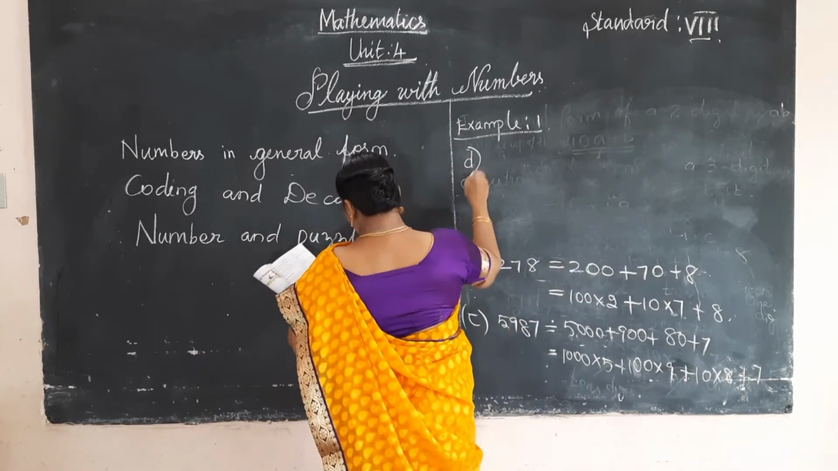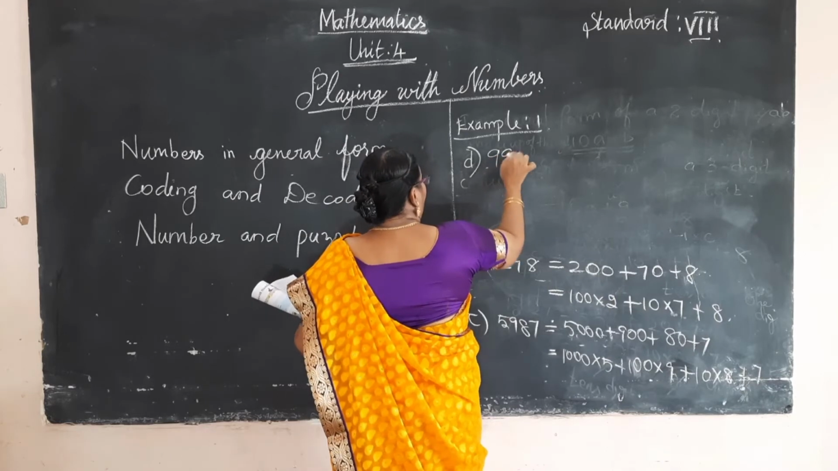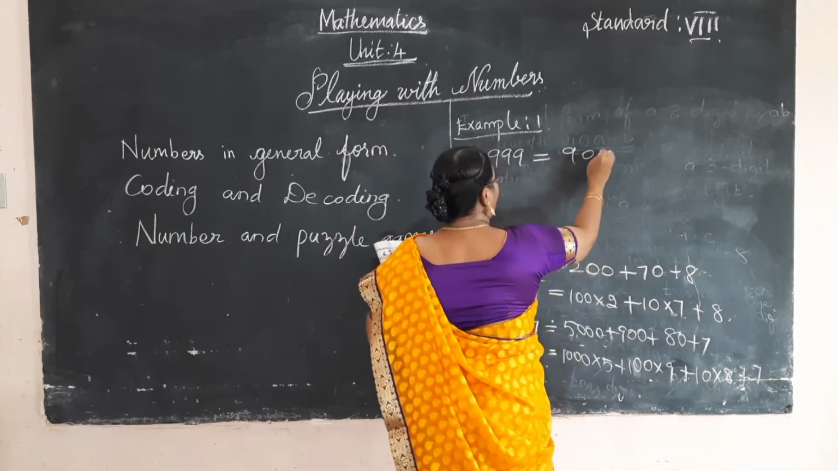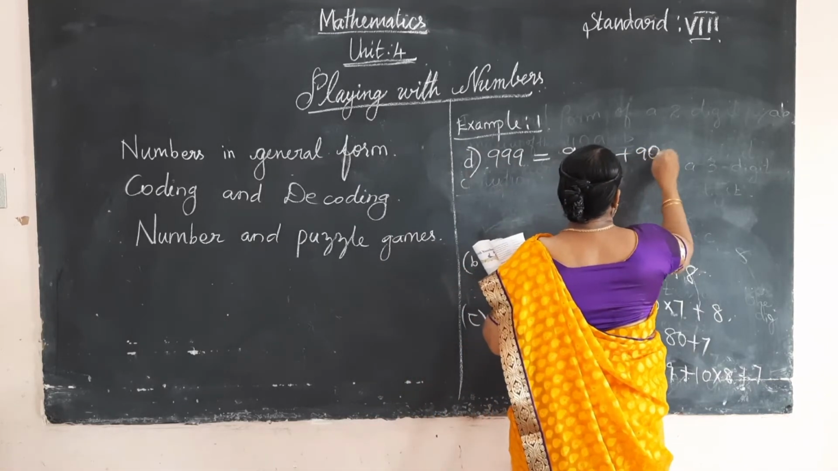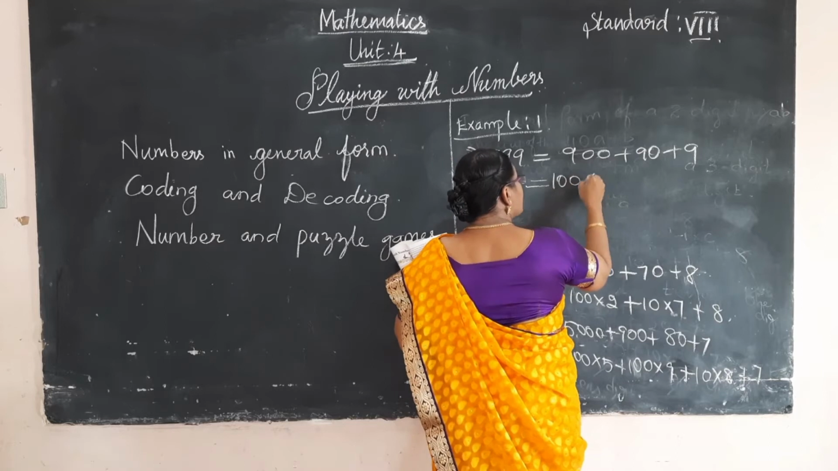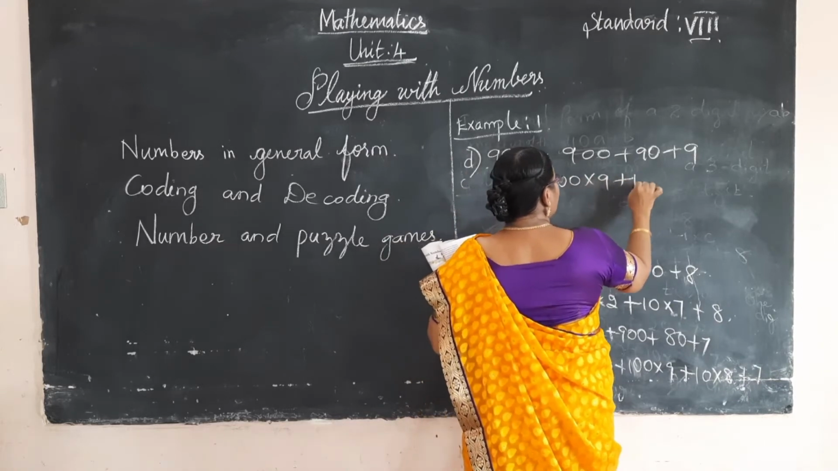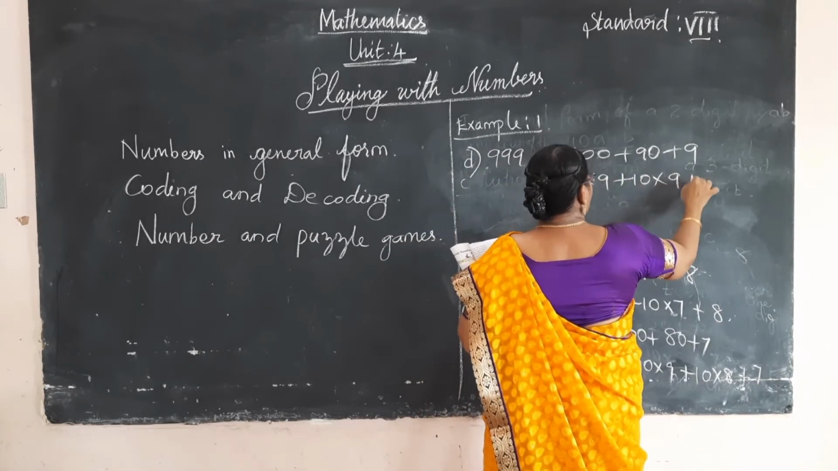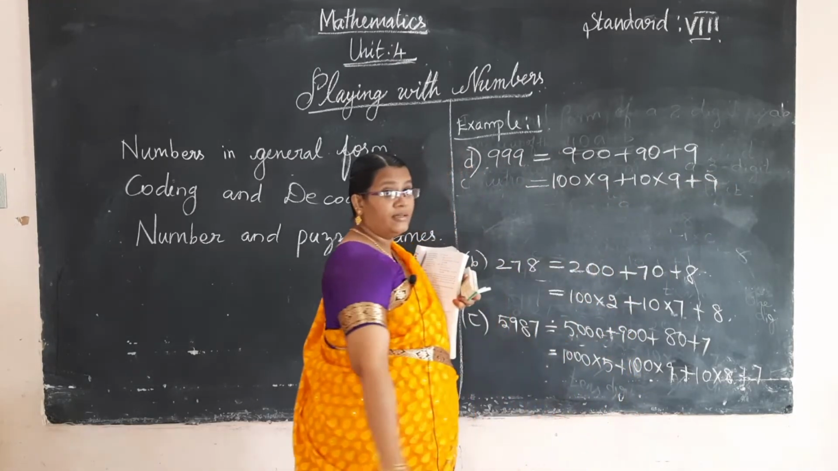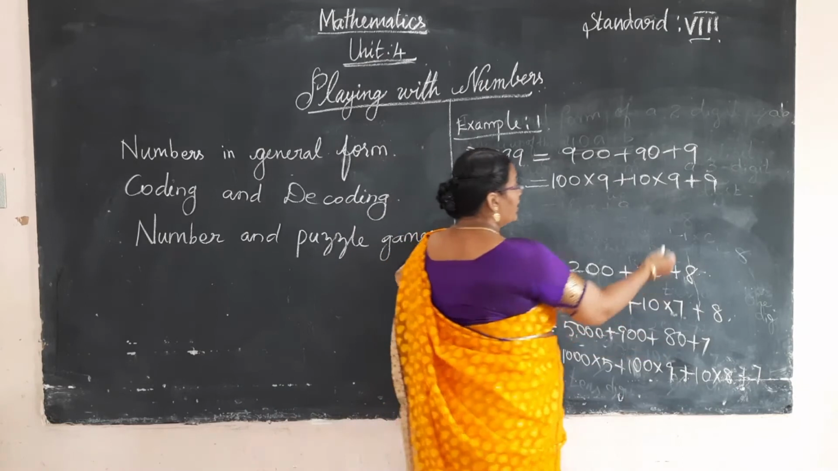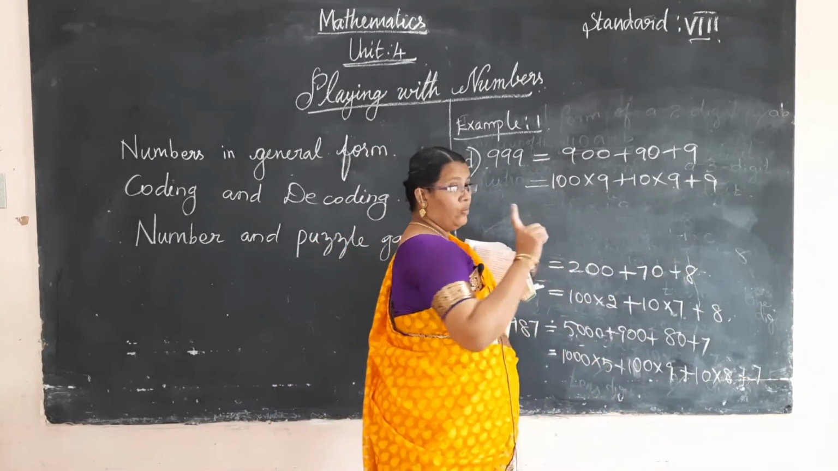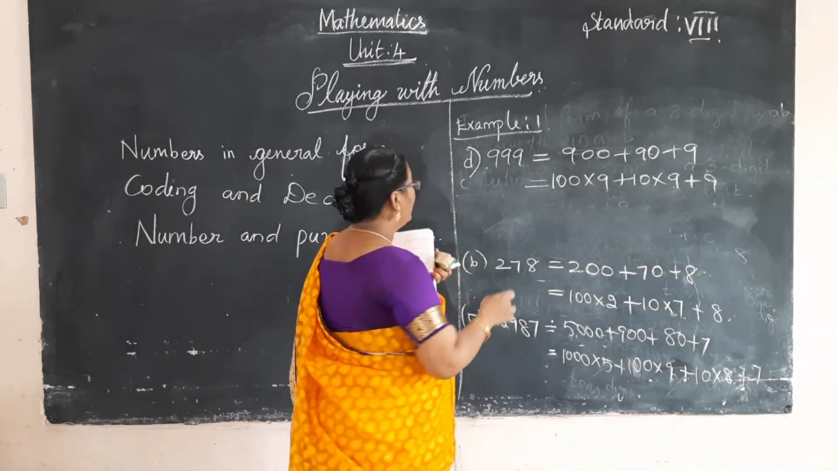And the final one, the D problem. 999 can be written as 900 plus 90 plus 9. So 100 into 9 plus 10 into 9 plus 9. So 9 hundreds, and then how many tens? 9 tens, 9 ones.